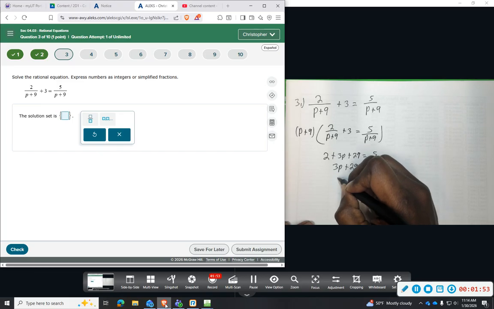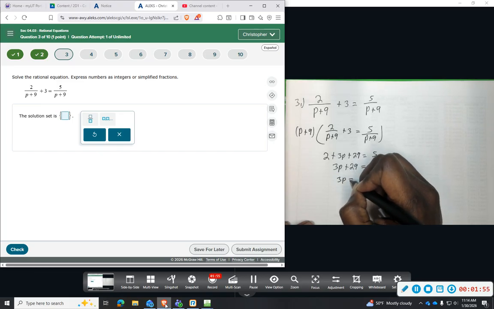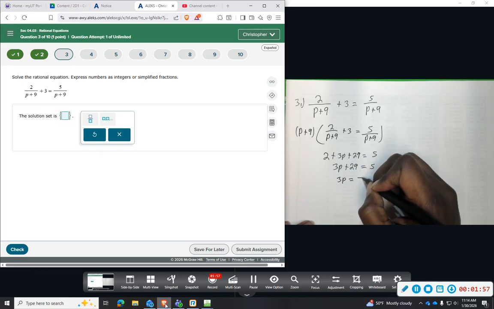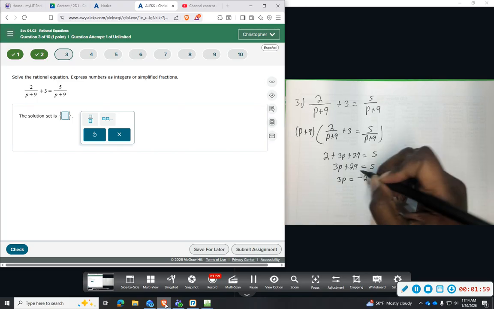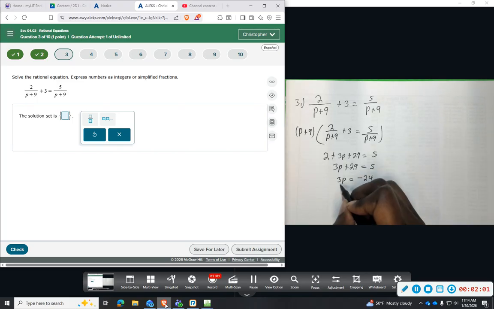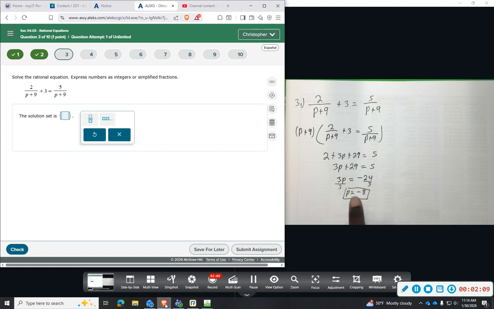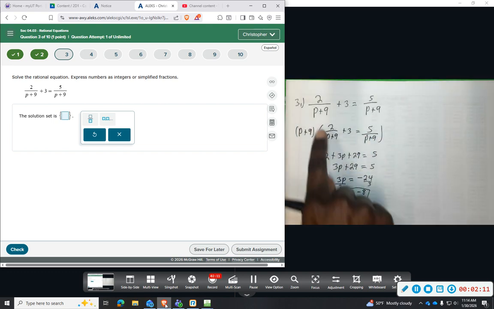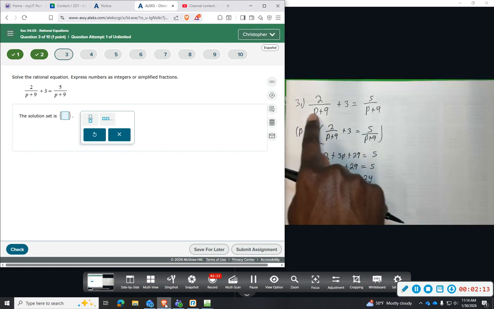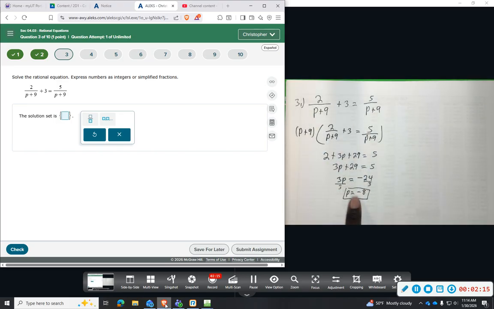We're going to subtract 29, move it over to isolate the variable p. That's going to leave us with 3p equals negative 24 when you subtract the 29, and then you divide by 3, and you get p equals negative 8. Of course, you want to plug it in and check to make sure it works out, but the only thing that won't work is a negative 9, and this is not negative 9, so negative 8 will be our solution.